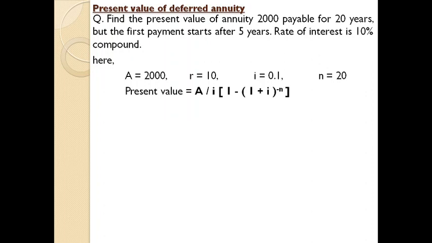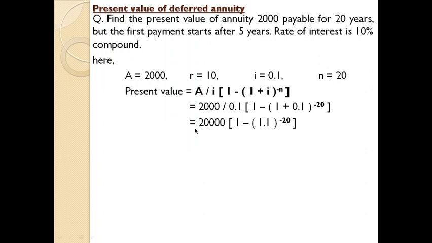So let's extract and substitute the details given in the question. Here A is 2000 divided by i, which is 0.1, into 1 minus (1 plus i, already given as 0.1) raised to minus n. Here n is already given as 20, so let it be minus 20. By substituting the same and solving using basic mathematical operations, you will get 2000 divided by 0.1, which is 20,000, into 1 minus (1 plus 0.1, which is 1.1) raised to minus 20. 20,000 into 1 minus 0.1486.